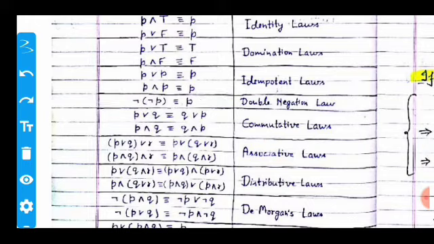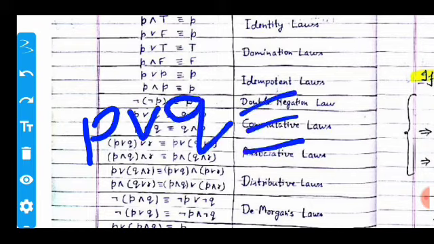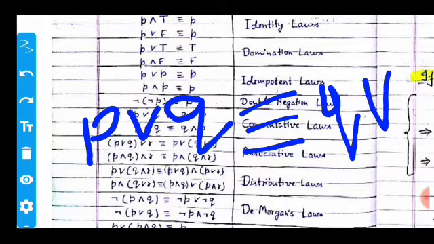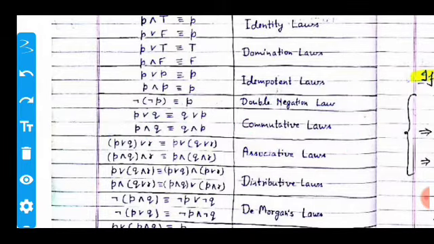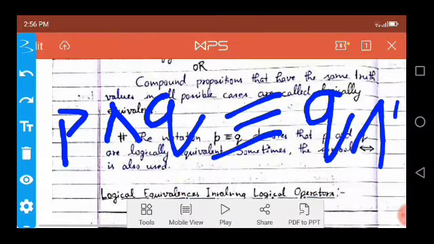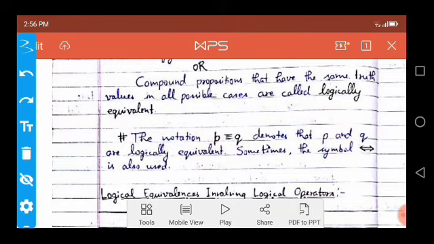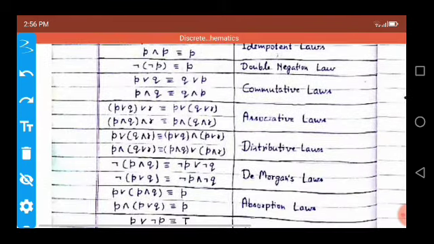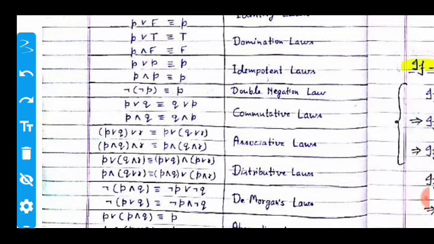Now come to the commutative law. The commutative law is just vice versa, or replacing the places of the elements in the statement. Meaning P or Q is logically equivalent to Q or P, and also P and Q is equivalent to Q and P. This is based on the commutative law.